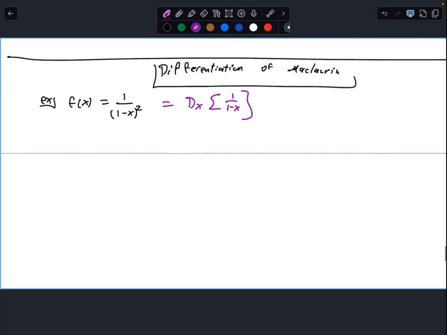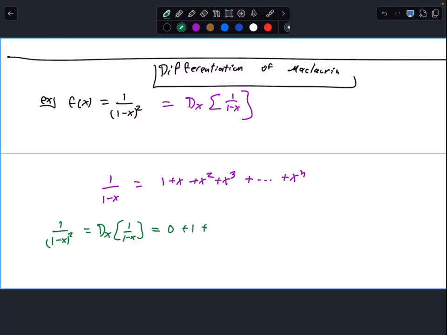So, we know 1 over 1 minus x is 1 plus x plus x squared plus x cubed plus dot, dot, dot, plus x to the n. And now we know that 1 over (1 minus x) squared is the derivative of 1 over 1 minus x, which would be 0 plus 1 plus 2x plus dot, dot, dot, plus n times x to the n minus 1.